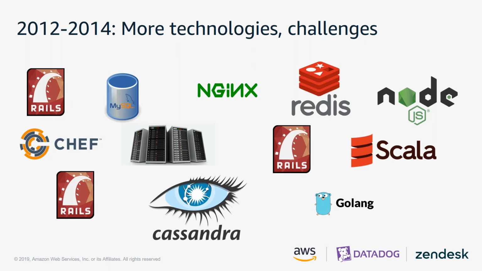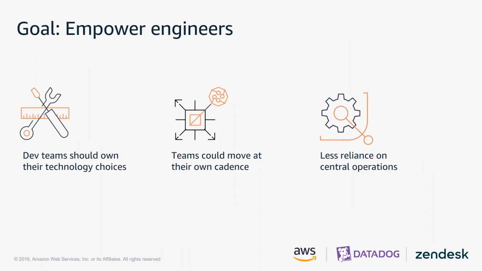So this was not sustainable. So around 2014, 2015, both the dev team and the ops team got together, took stock of where we're at, and asked, what are we trying to do? And our main goal was to empower the engineers.